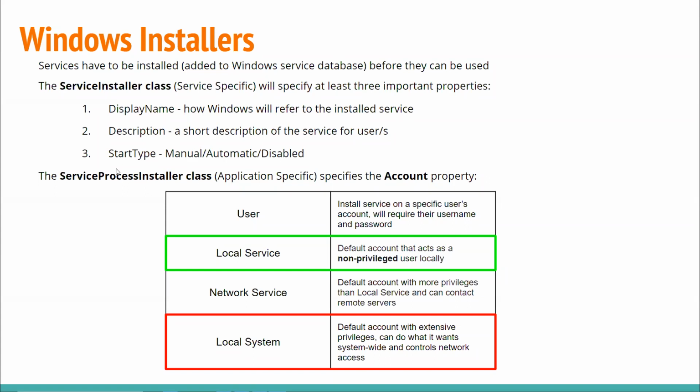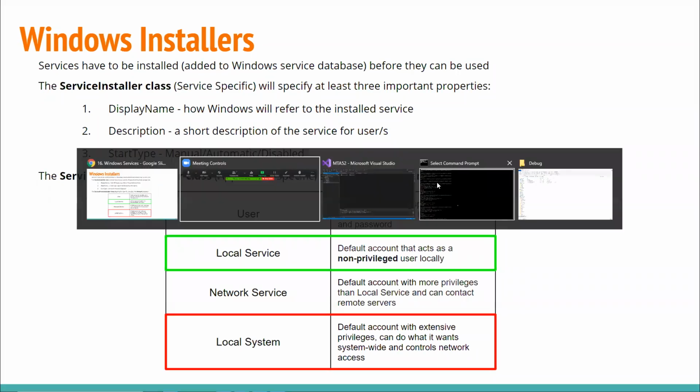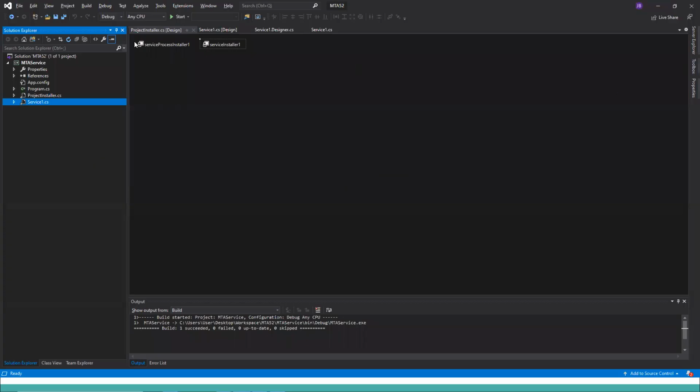Cool. So you can see that they're all service specific, right? Each of the services would have their own display name, their own description, and their own start type. The service process installer would be the same for both of the services, because this information is specific to the application itself. And basically the only thing that we use the service process installer class to specify is this account property. But let's finish setting up our service installer.